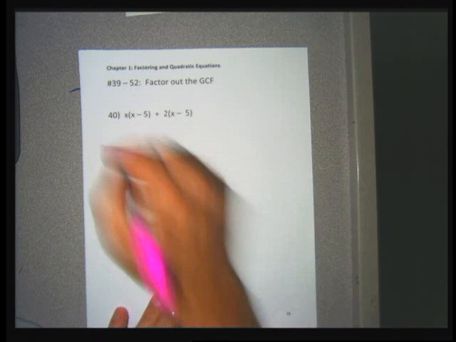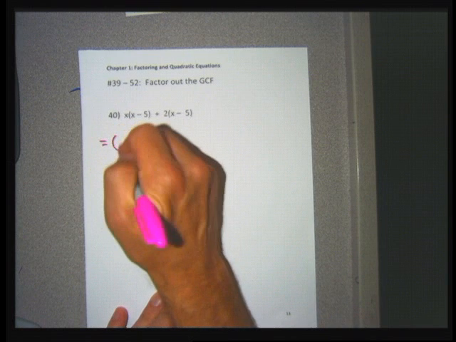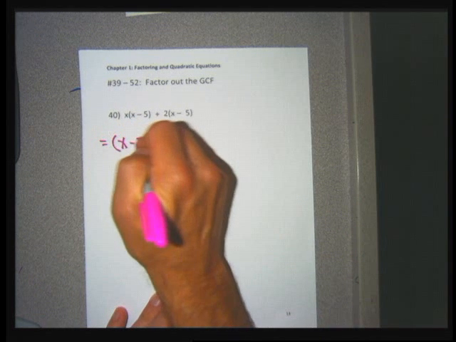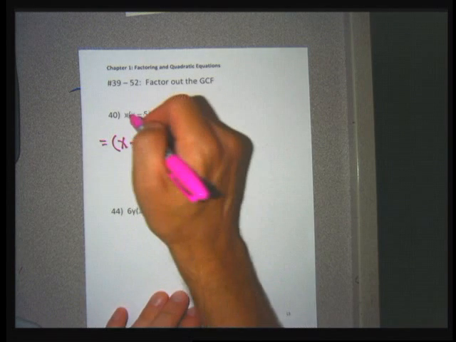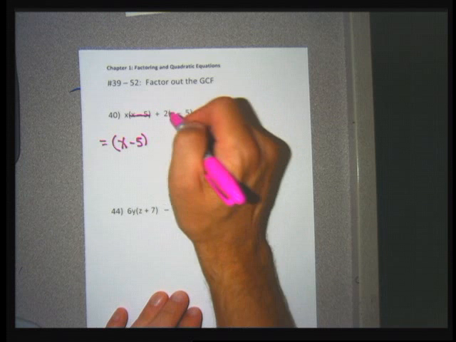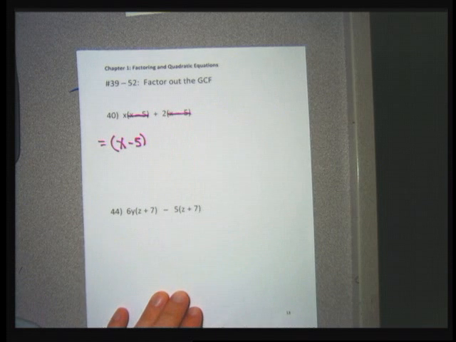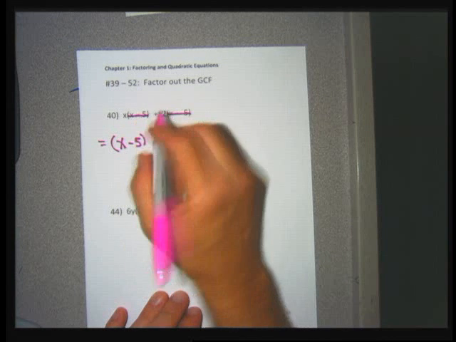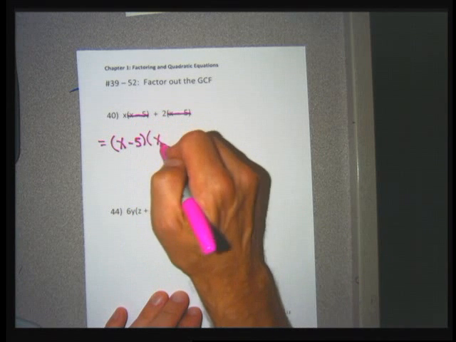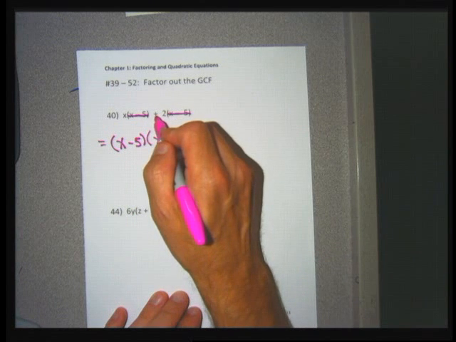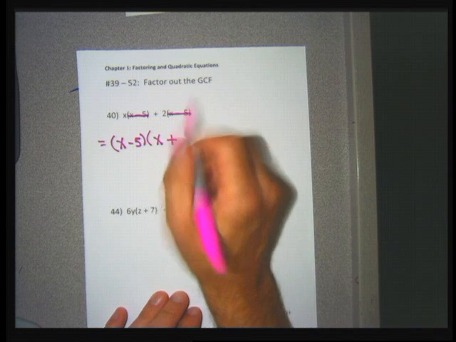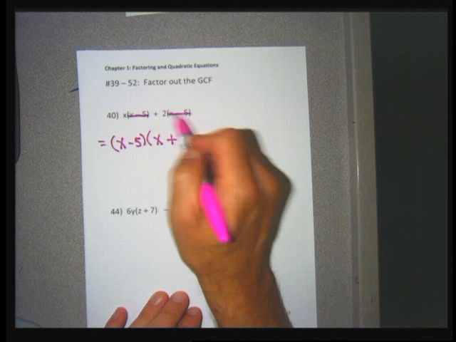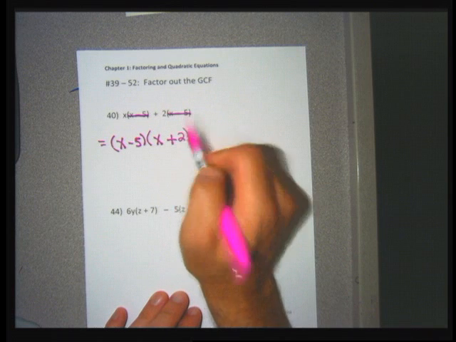So for problem 40, I'm going to write an x minus 5, and then from the original problem, if I factor out an x minus 5, I'm just going to take an x minus 5 away. And from the first piece, if I take an x minus 5 away, I'm left with an x. I didn't factor out a negative, so that plus sign's not going to flip. It's going to stay plus. And from the second piece, I took the x minus 5 away, and I'm left with a 2.